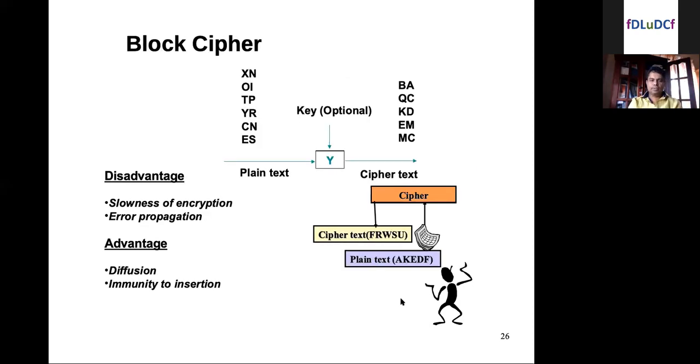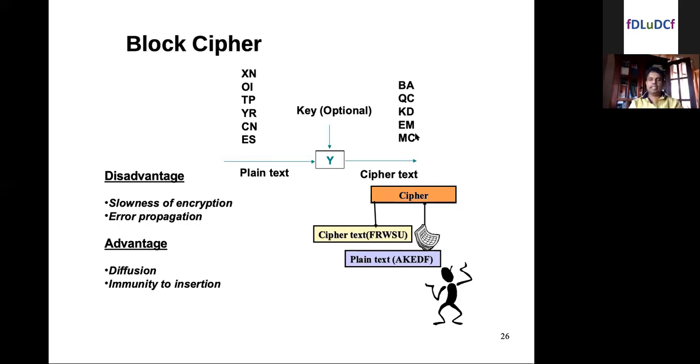So let's go to the block ciphers. Block ciphers work one block at a time. That means we have a fixed set of plaintext data to be encrypted, and it produces a fixed set of ciphertext. The main disadvantage of that, as I mentioned, is that those ciphers are slow compared to stream ciphers, because we have to wait until the data block is ready.